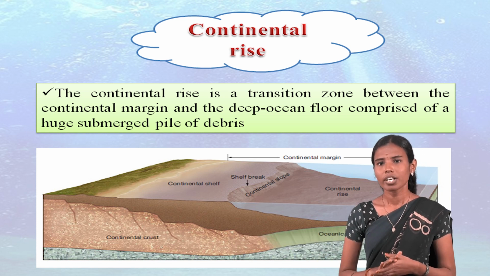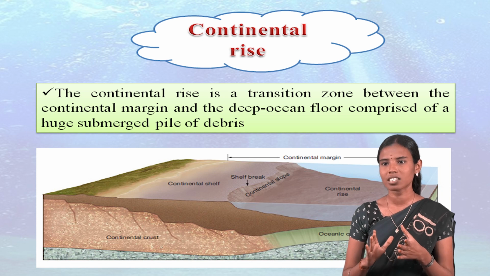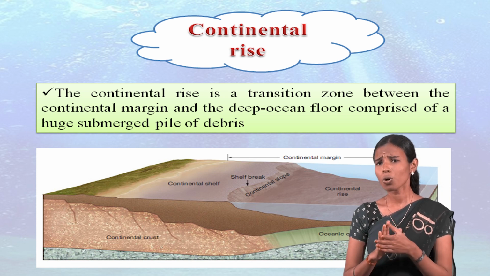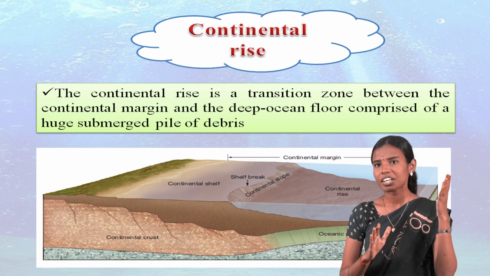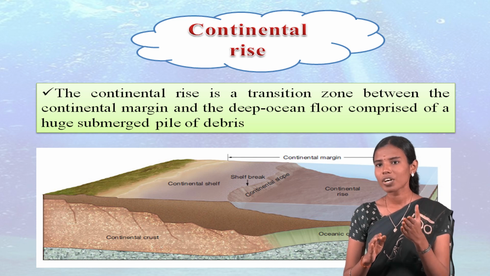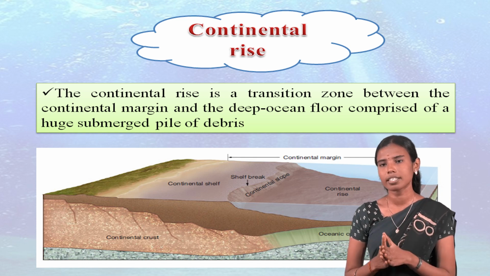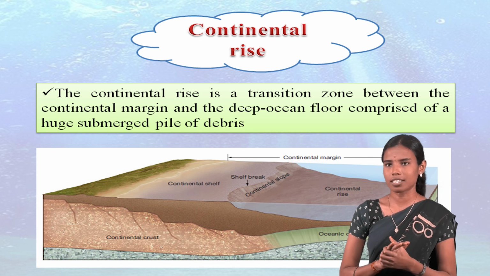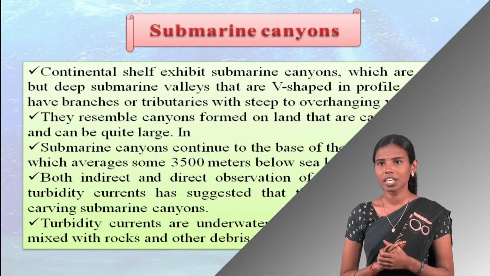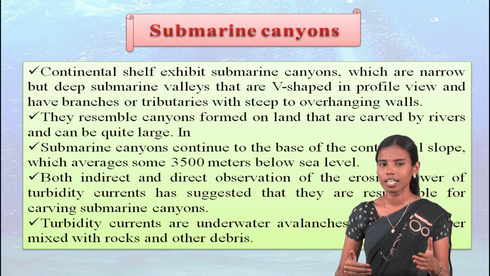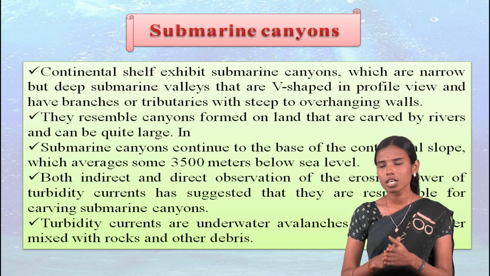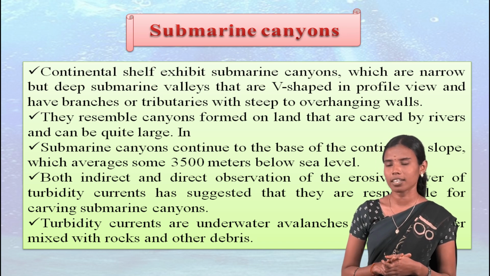It comprises huge submerged piles of debris. So, the sediments from rivers drain over the continental shelf and finally reach the continental rise. Next, we will see what features exist in the continental margin. First one is the submarine canyons.